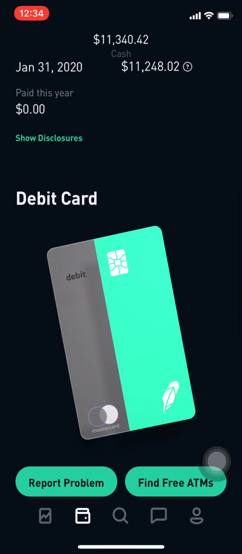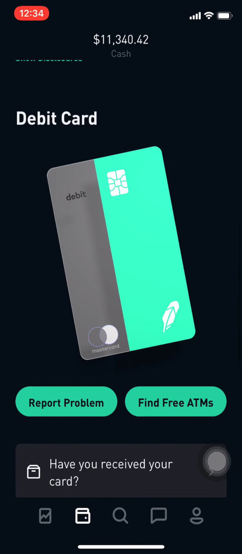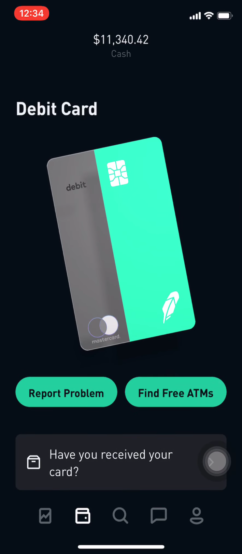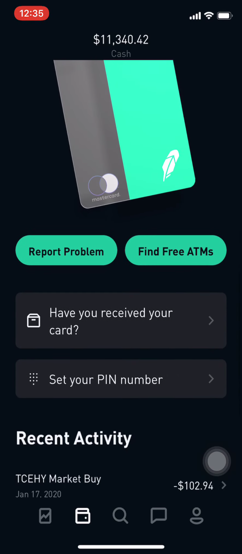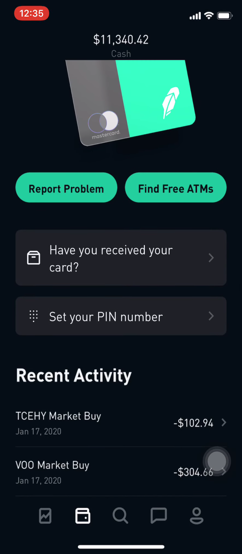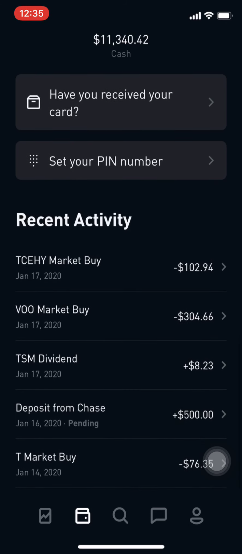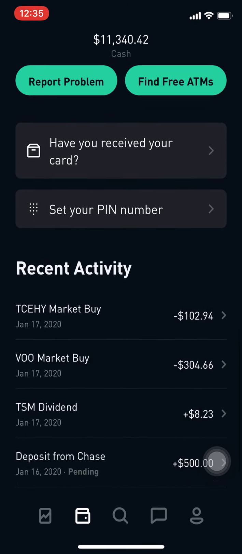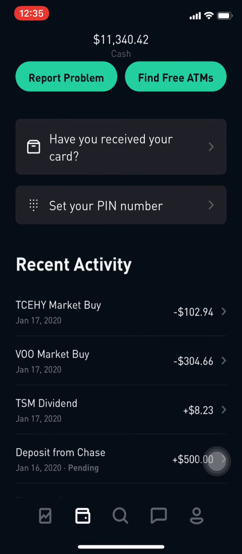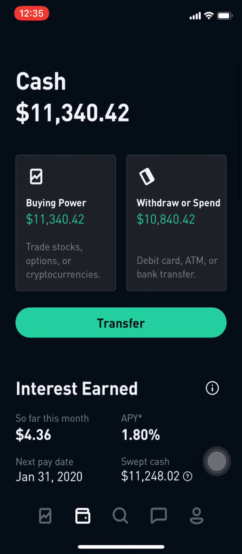And as you can see, the debit card I have is the green one, and you could find free ATMs in your area, meaning they don't charge any transaction fees for withdrawing or depositing into your account. And surprisingly, there's actually quite a bit of free ATMs in my area. And scrolling down, you can see your PIN number, as well as your recent activity. So is there any historical transactions from buying, selling to depositing?